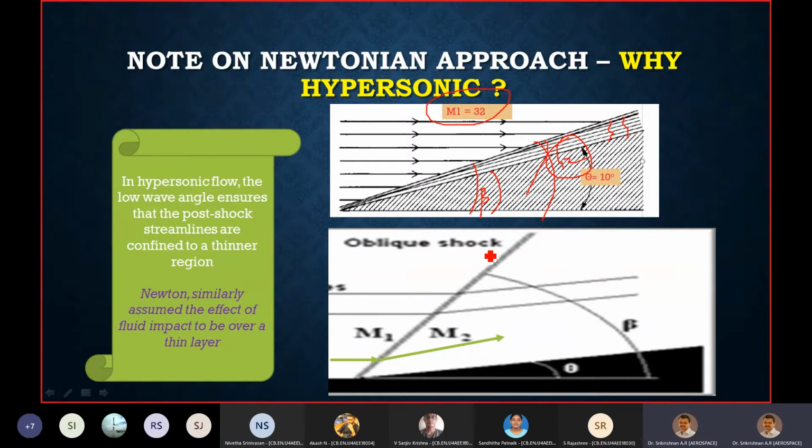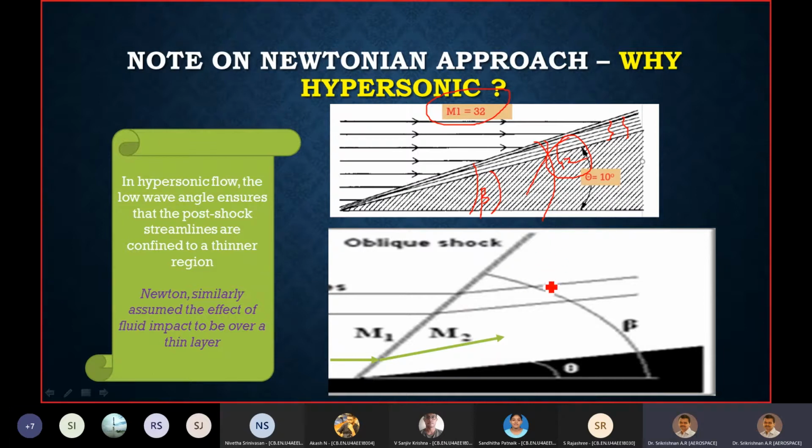Newton happened to have sort of conceptualized the flow in a similar fashion. He assumed that in a small layer, the whole fluid spreads over the surface. And this is the reason why the momentum exchange theory becomes applicable when that layer is very small.